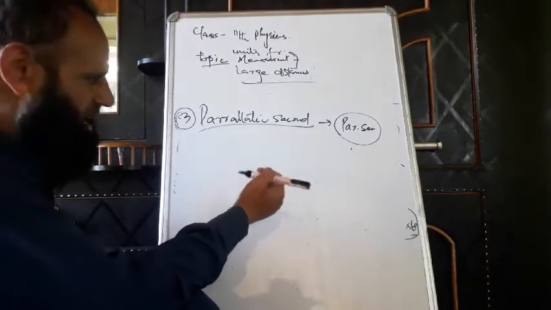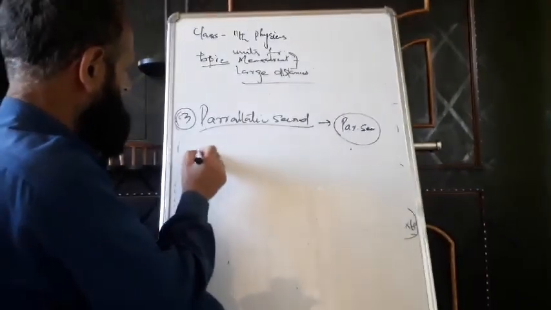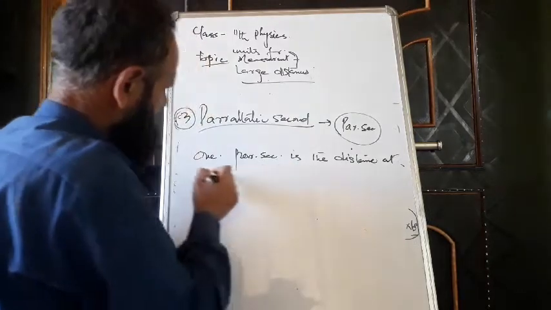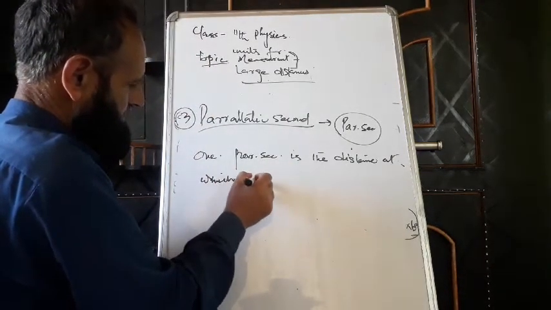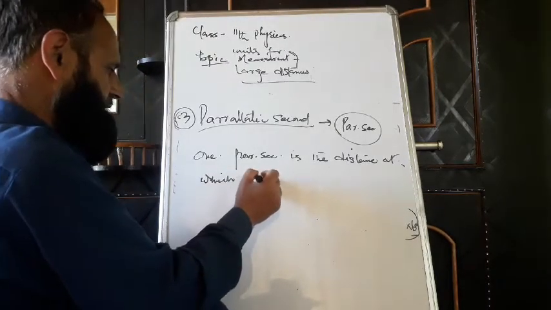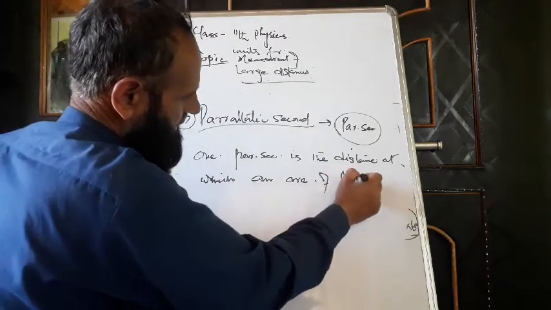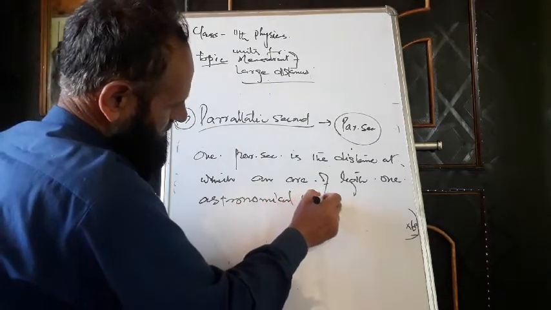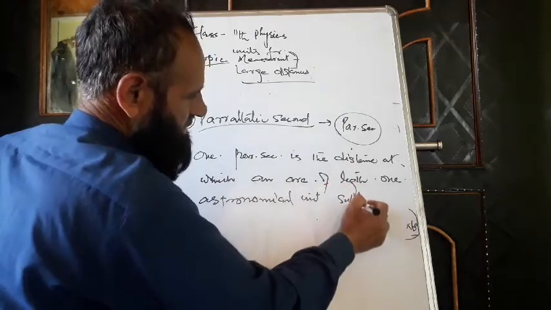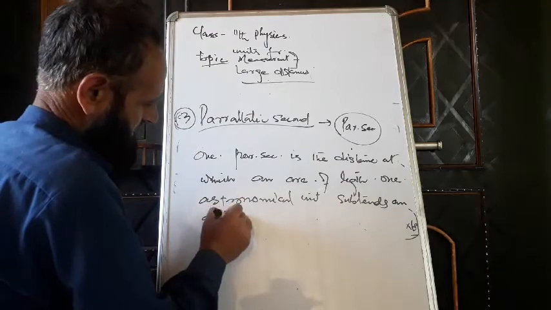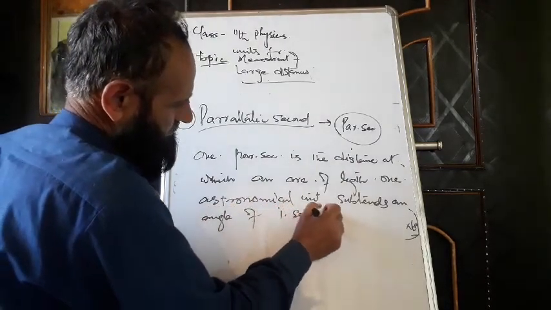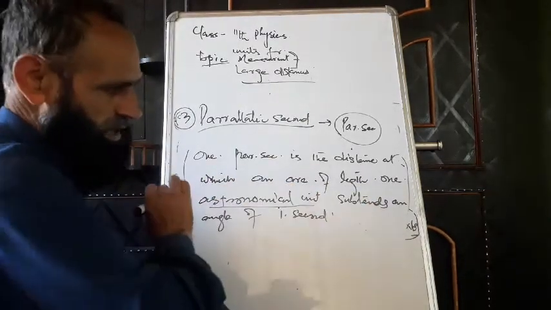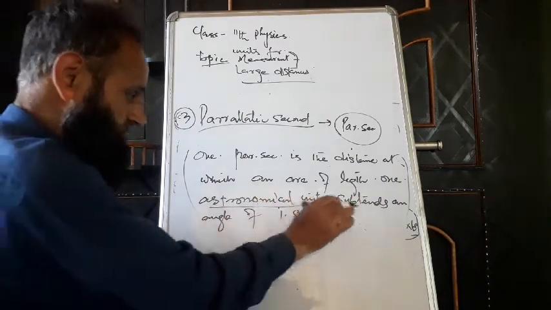1 parsec is the distance at which an arc of length 1 astronomical unit subtends an angle of 1 second.